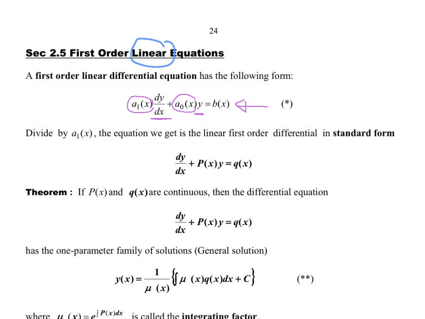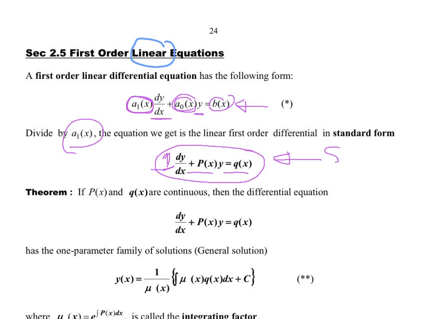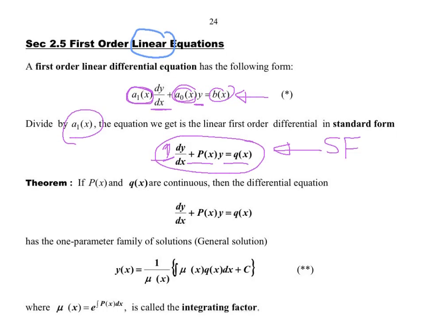To solve linear first order differential equation, we have to rewrite it in a standard form. Standard form means the first coefficient has to be 1. This can be done if we divide by a1(x). So this will become 1. This is going to be a different function. We call them p(x) and q(x). So this is a first order linear differential equation in a standard form.